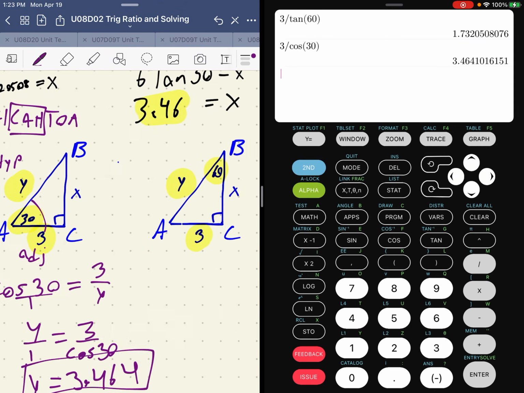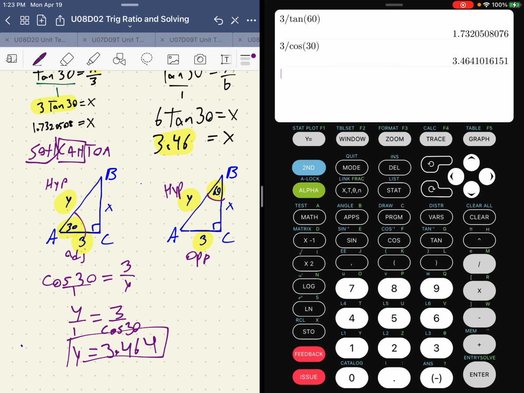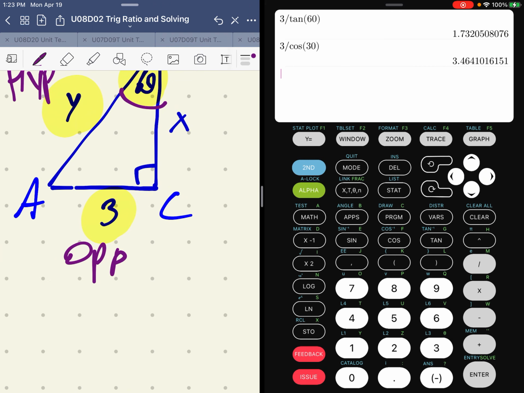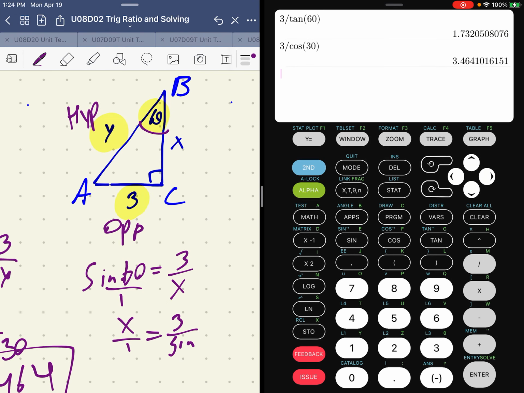We're going to calculate it using the 60-degree angle as well. So from the 60-degree angle, this would be the opposite side, and this would be the hypotenuse. So this one's going to actually use sine because it uses opposite and hypotenuse. So the sine of 60 will be equal to the opposite, which is 3, over x, the hypotenuse. We'll put this over 1, and we'll switch the sine of 60 with x. So x over 1 equals 3 over sine of 60.